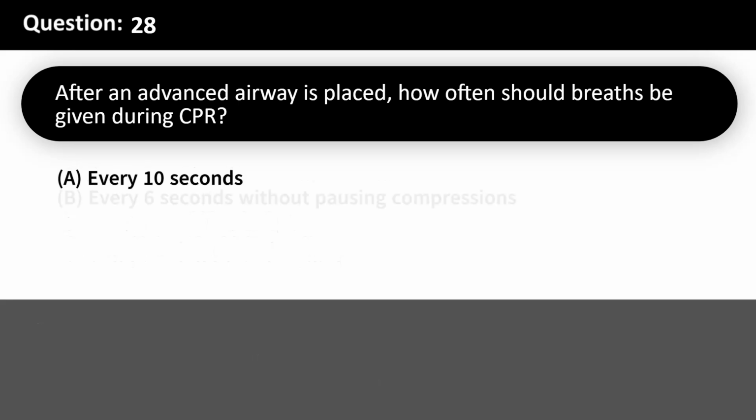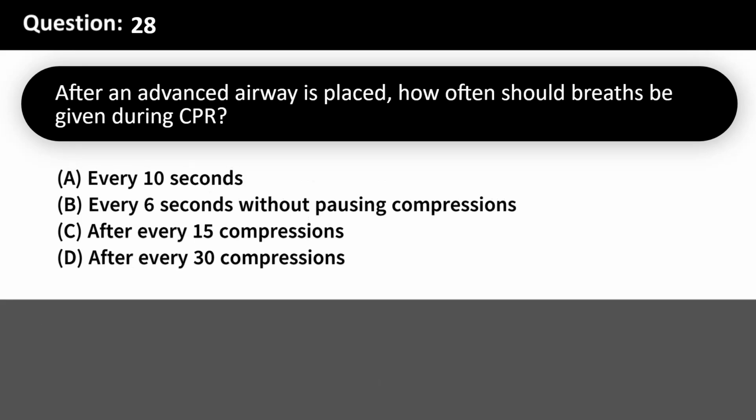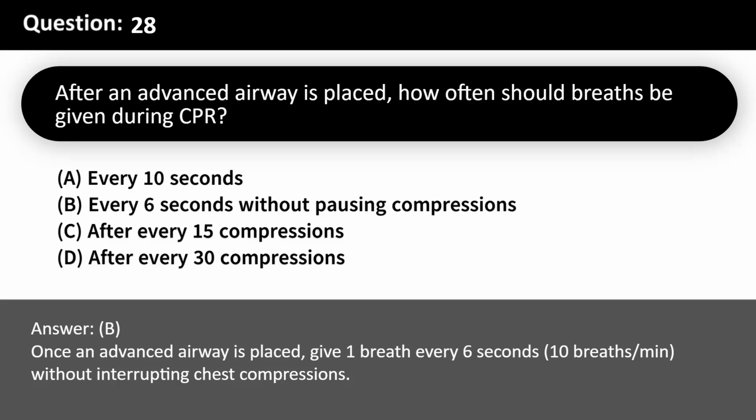After an advanced airway is placed, how often should breaths be given during CPR? A. Every 10 seconds. B. Every 6 seconds without pausing compressions. C. After every 15 compressions. D. After every 30 compressions. Answer: B. Once an advanced airway is placed, give one breath every 6 seconds, 10 breaths per minute, without interrupting chest compressions.